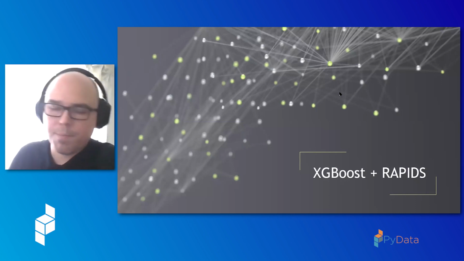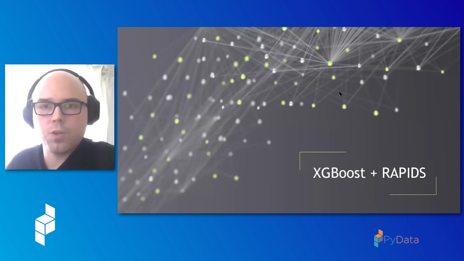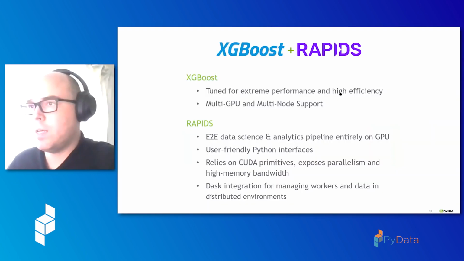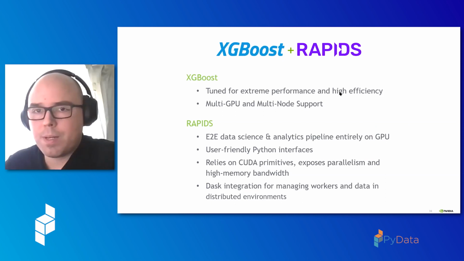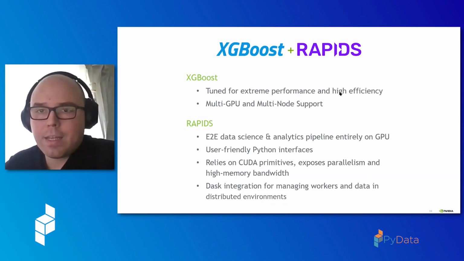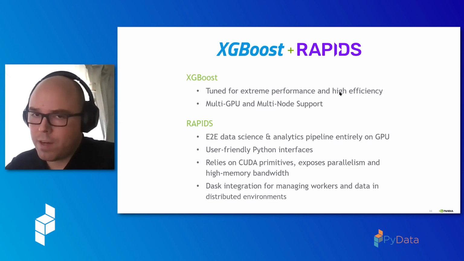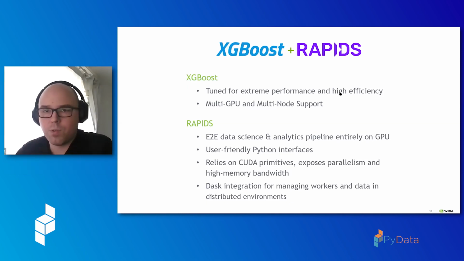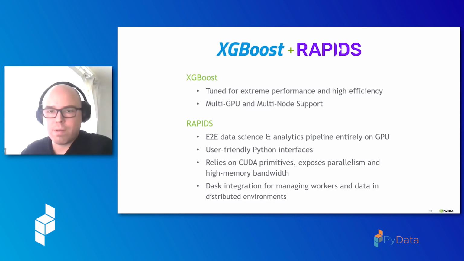XGBoost is a very important algorithm right now for the community. It seems to be the tool of choice for a very broad range of problems. So we, from day one, had an XGBoost implementation in Rapids. In fact, that implementation is available in XGBoost. So even if you don't want to use Rapids, even if you use exclusively XGBoost, that code is there for you to use. You just have to change one flag. And it's tuned for extreme performance.